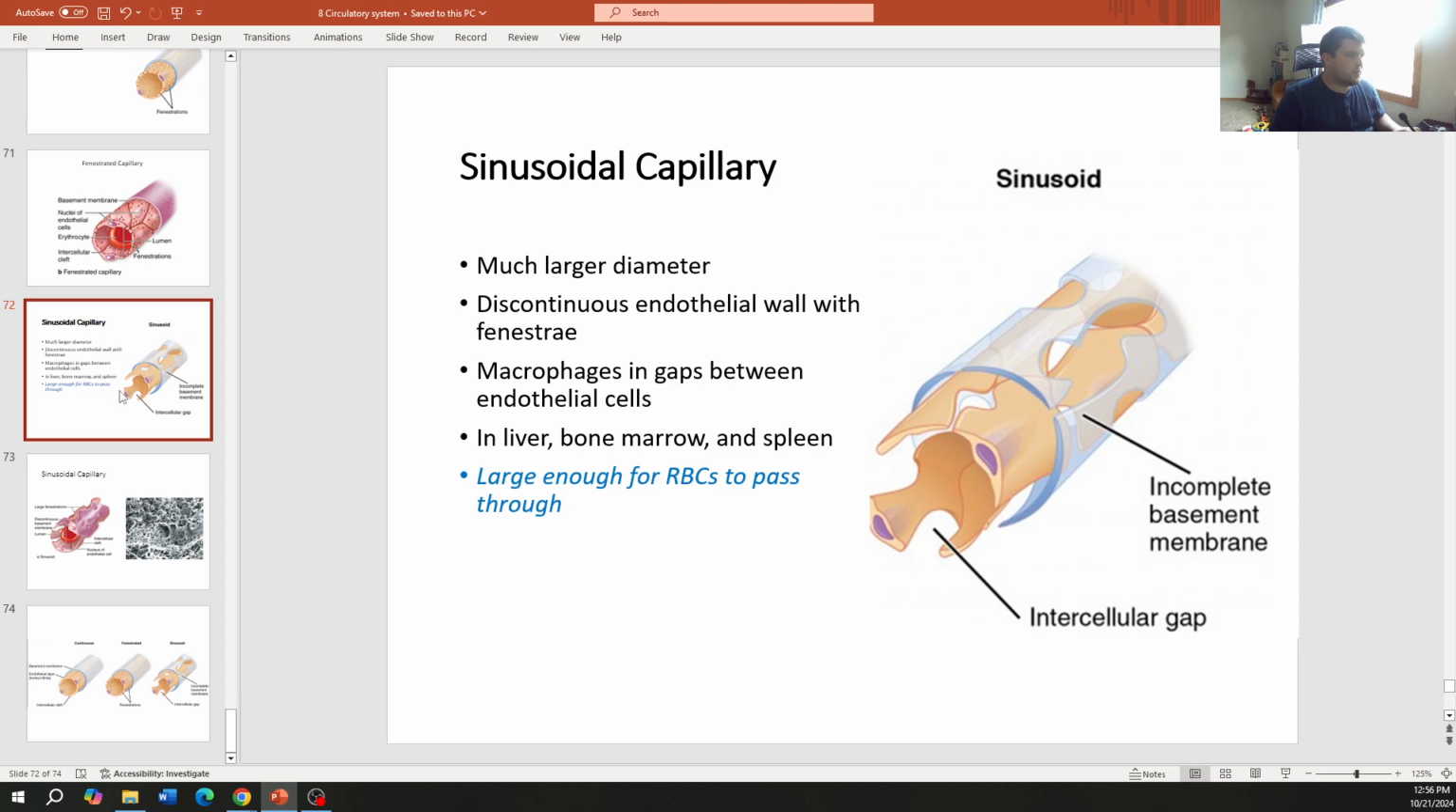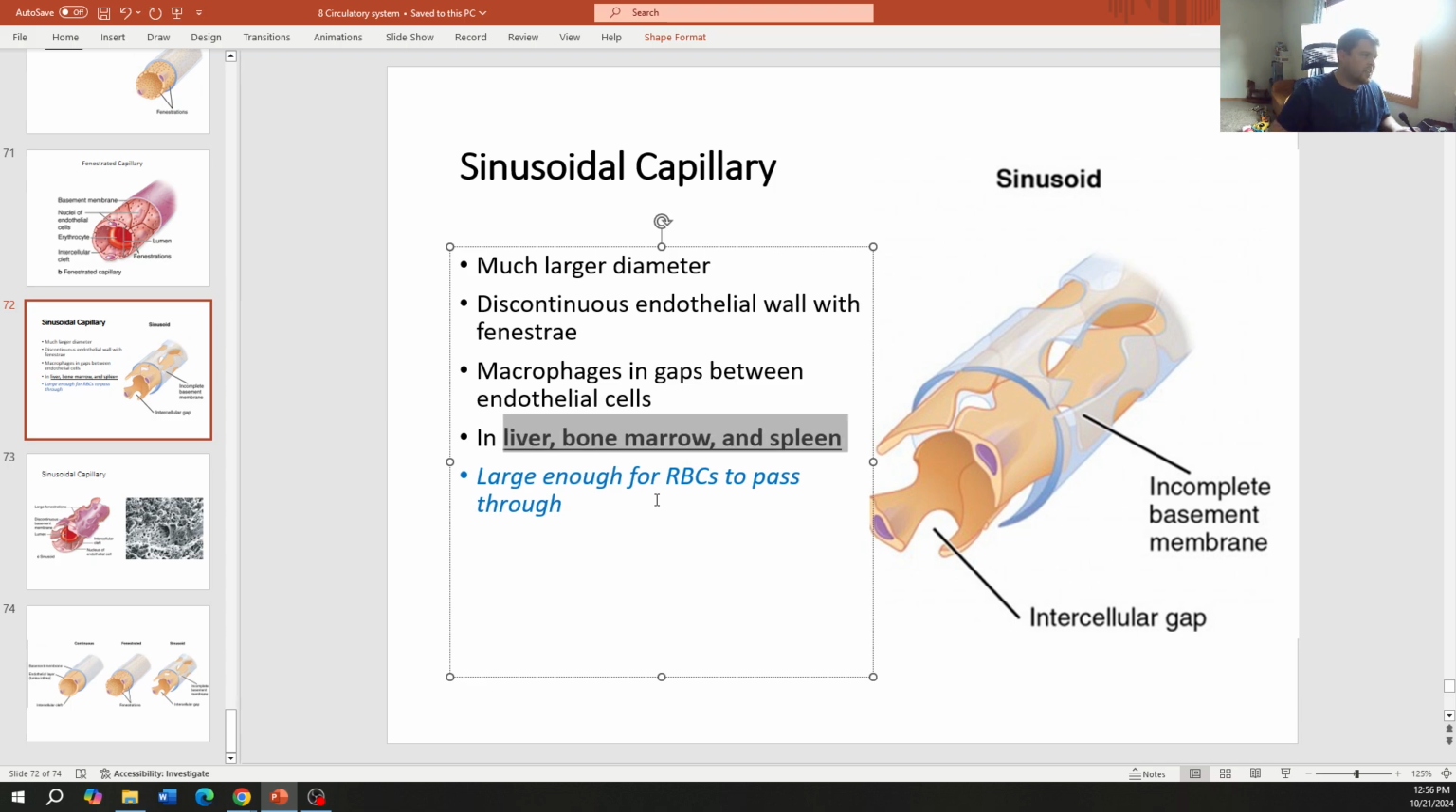Finally, sinusoidal. These are larger than our fenestrated or continuous capillaries. These have big gaps, they call them intercellular gaps, between the endothelial wall, these big old holes, and even the basal membrane, the basement membrane, has holes in it. And this is because sinusoid is located in the liver, the bone marrow, and the spleen. If you think about these specific locations, this is where our red blood cells need to be able to enter capillaries and enter vessels, or even leave vessels.